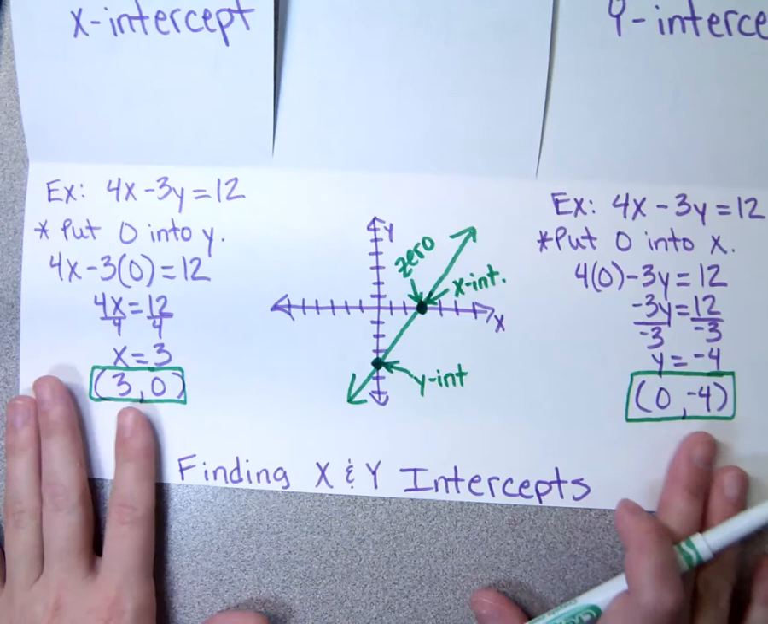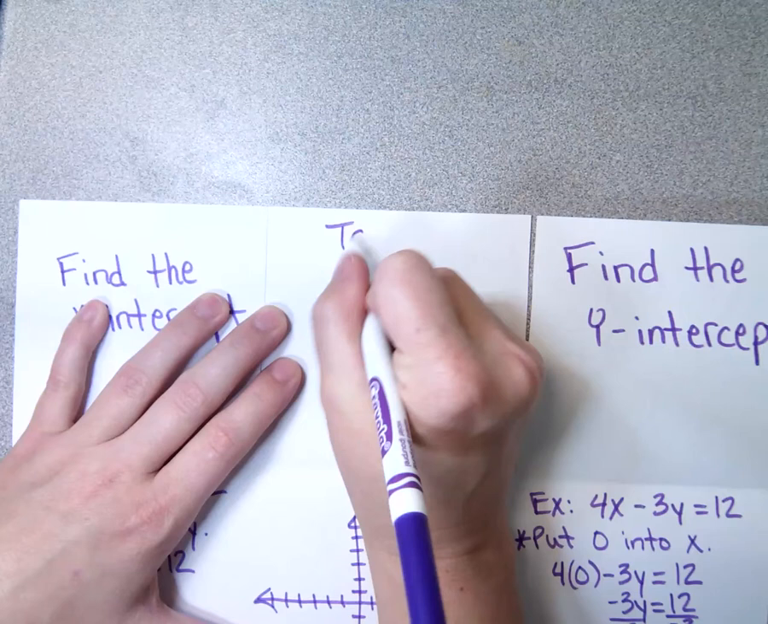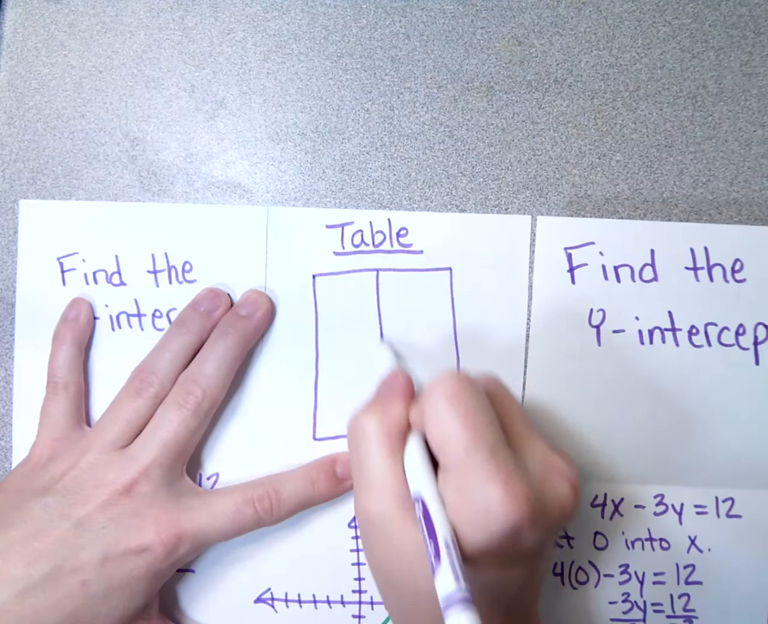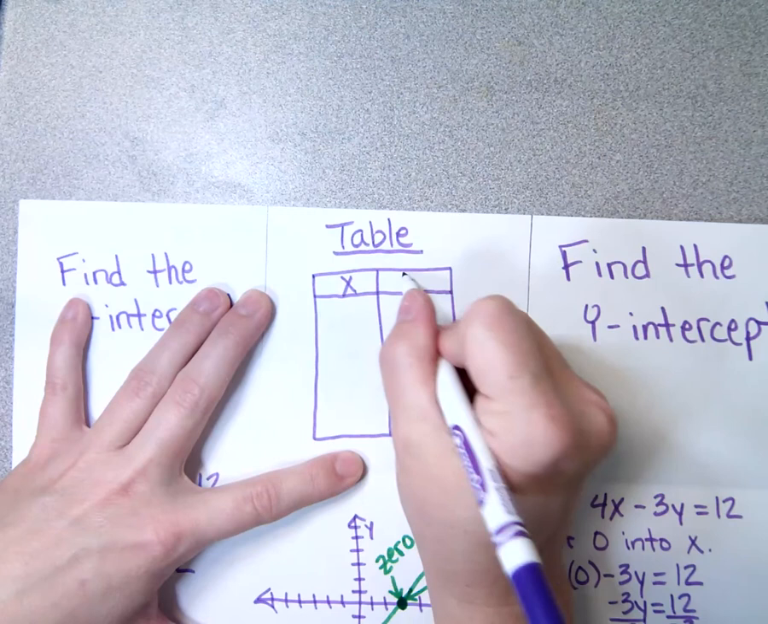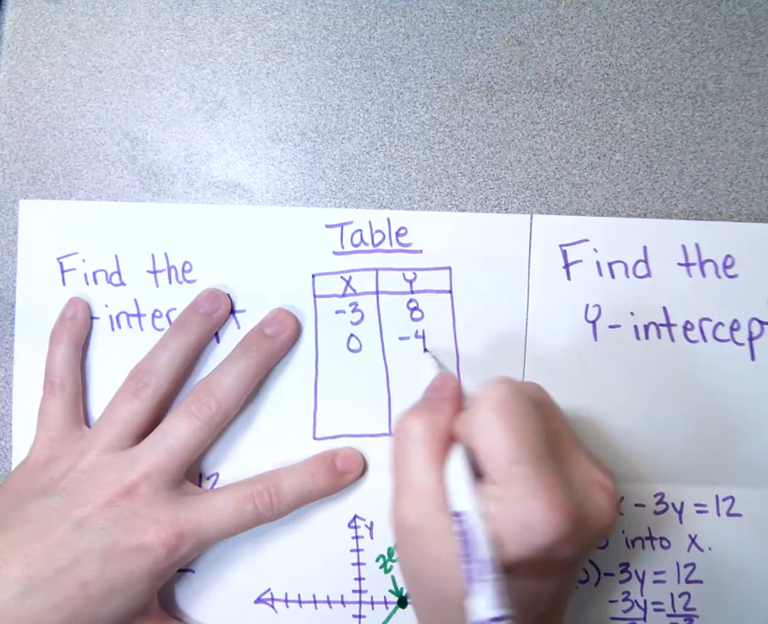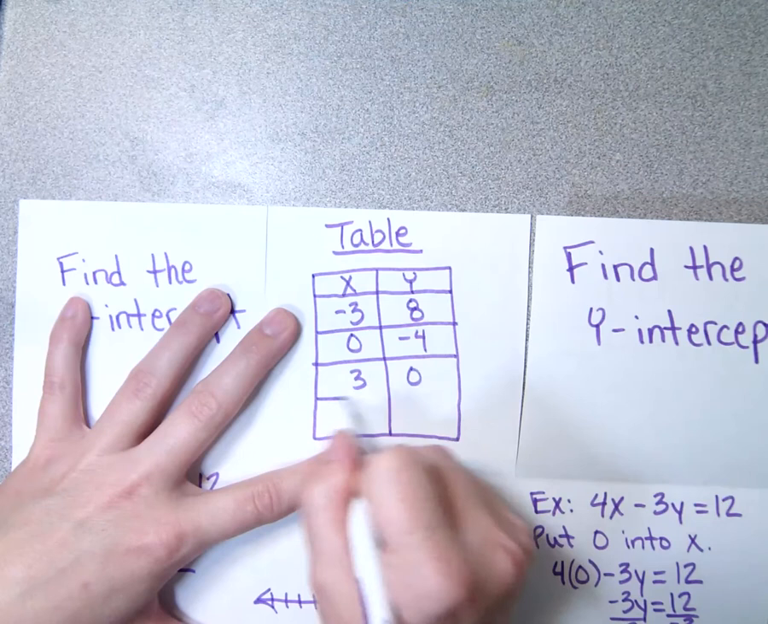Okay, let's go to the top section, and I'm going to remind you how you find x and y-intercepts from a table. So let's just make a table. And you could make yours much prettier than mine by using a ruler. Mine is not looking so beautiful. Okay, and I'm going to plug in the points negative 3, 8; 0, negative 4; 3, 0; and 6, 4.